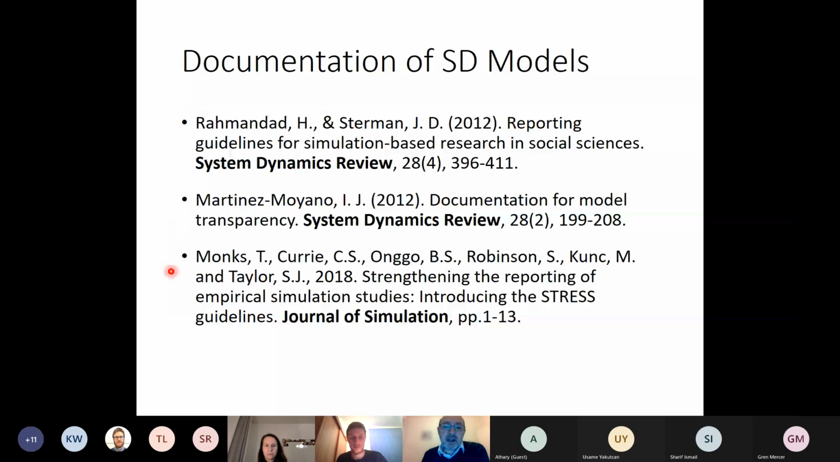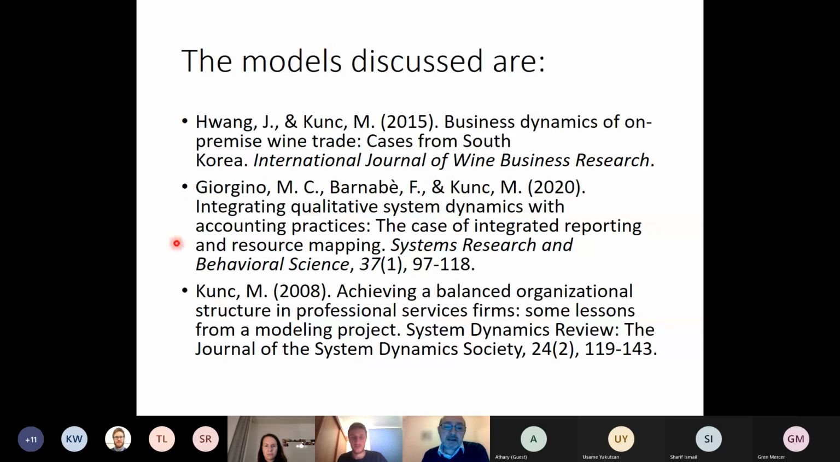In terms of the papers that I showed today, the first causal loop diagram that I showed about the wine bars is in this journal. I have a page in Google Scholar, so you can look for this paper, and if you cannot download it, I'm happy to send it to you.